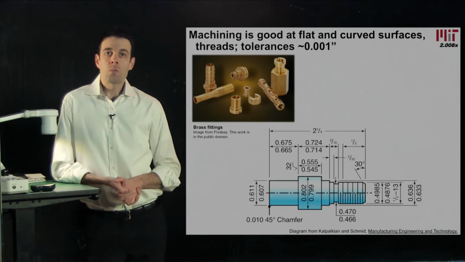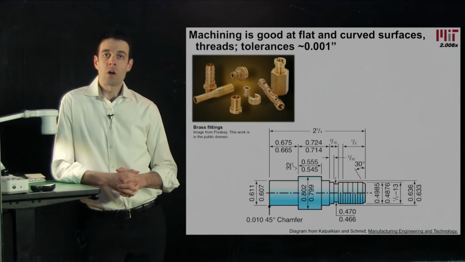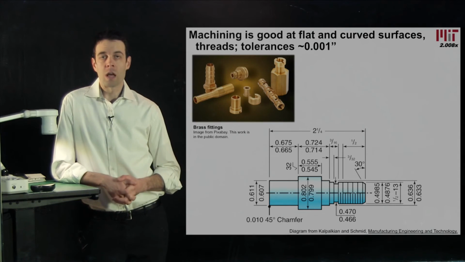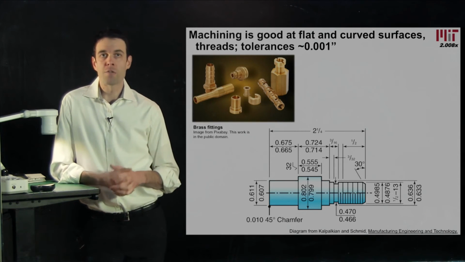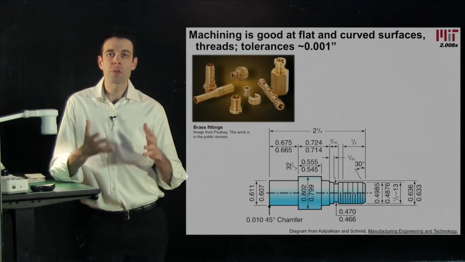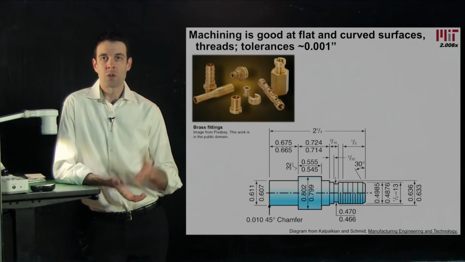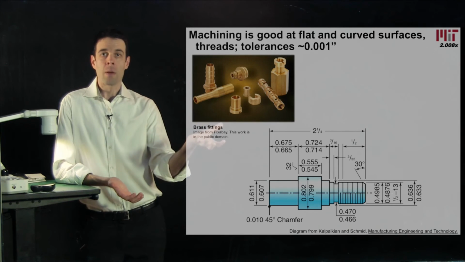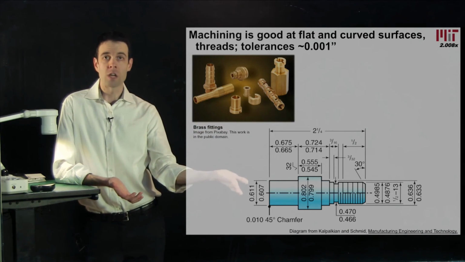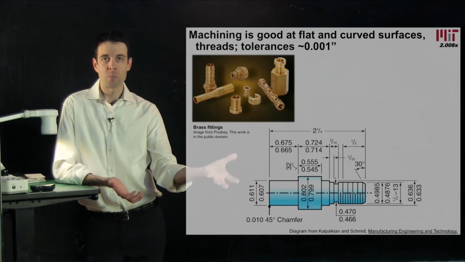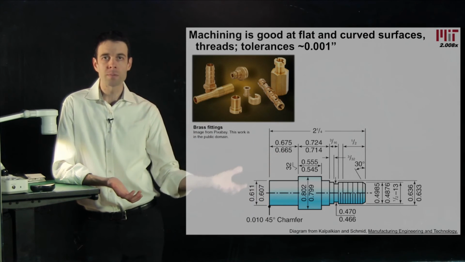And also, when you think about geometries, it's already clear that you can machine a lot of different geometries, but in general, machining is good at making flat and curved surfaces, or the simplest processes of machining make flat and curved surfaces. So these brass fittings might have an engineering drawing that looks like so. This is not a drawing of one of these parts, but it's a similar geometry.